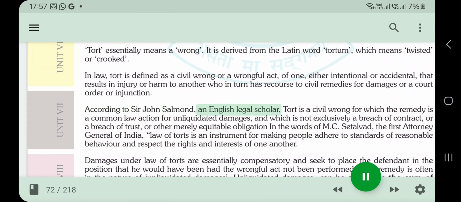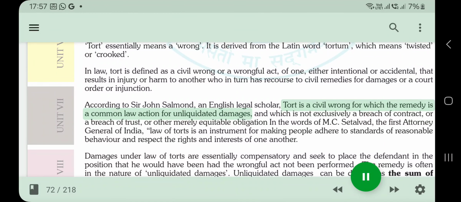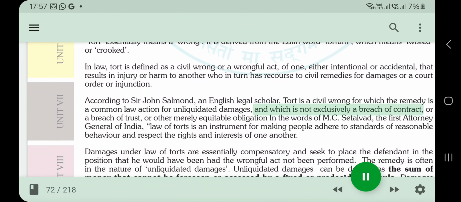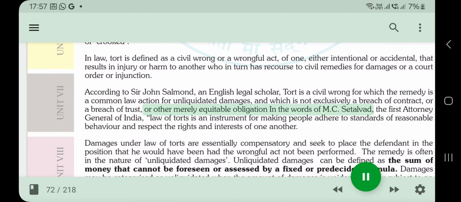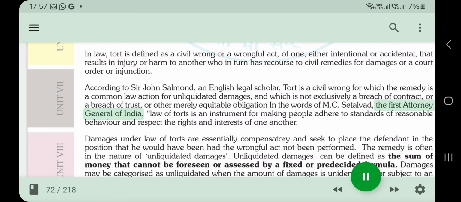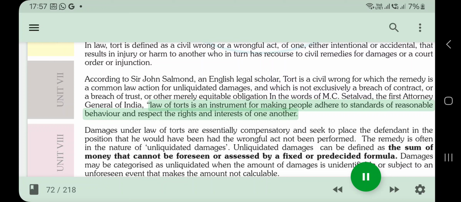According to Sir John Salmond, an English legal scholar, tort is a civil wrong for which the remedy is a common law action for unliquidated damages, and which is not exclusively a breach of contract, or a breach of trust, or other merely equitable obligation. In the words of M.C. Setalwad, the first Attorney General of India, law of torts is an instrument for making people adhere to standards of reasonable behavior and respect the rights and interests of one another.